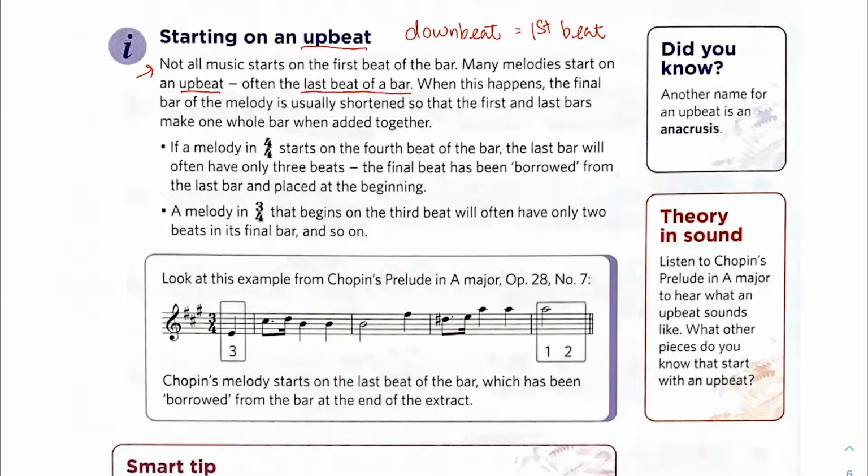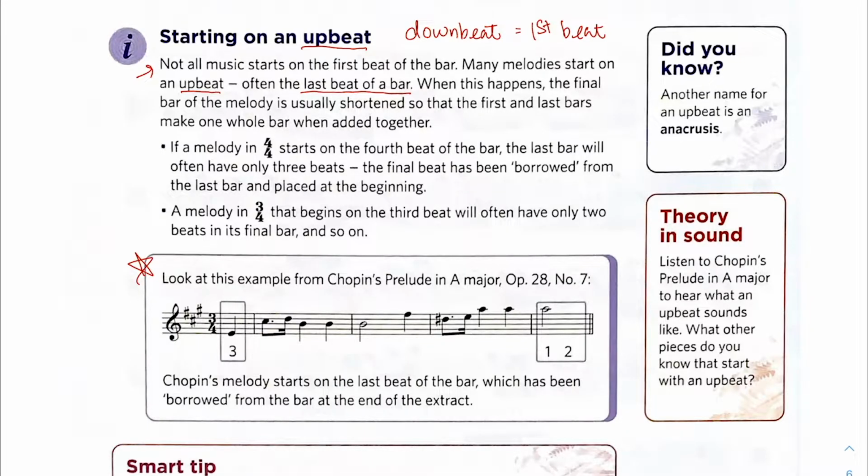If a melody in 4/4 time starts on the fourth beat of a bar, the last bar will often have only 3 beats. The final beat has been borrowed from the last bar and placed at the beginning. And a melody in 3/4 time that begins on the third beat will often have only 2 beats in its final bar, and so on.